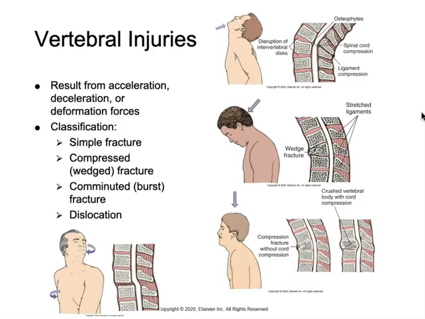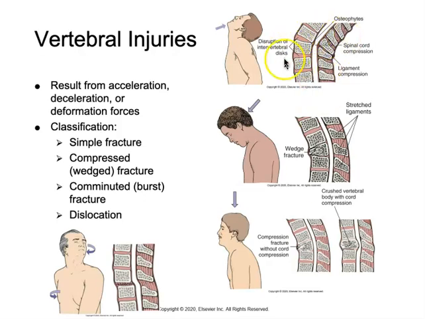And when we have a compressed fracture, which you can see an example of over here, this is also called a wedge fracture. It happens when the vertebra is going to collapse under pressure. In a comminuted fracture, also known as a burst fracture, we will have that bone shatter into multiple pieces. If we have a dislocation, that will happen when the vertebrae move out of alignment, which can then put pressure on the spinal cord. And let's take a look at some of the other fractures that we have here.